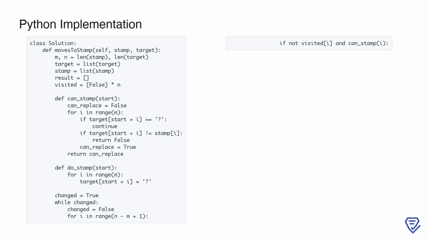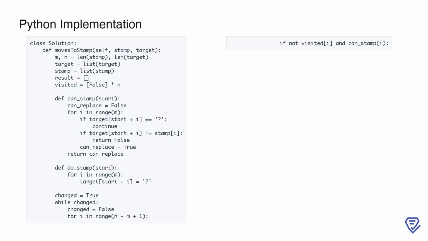This function loops through the characters in the stamp and compares them with the corresponding characters in the target. If all characters match, or the target position is already replaced with a question mark, it returns true as long as at least one character can be replaced. If there's a mismatch, it returns false. Another helper function, do_stamp, modifies the target by replacing the characters in the matching range with question marks.